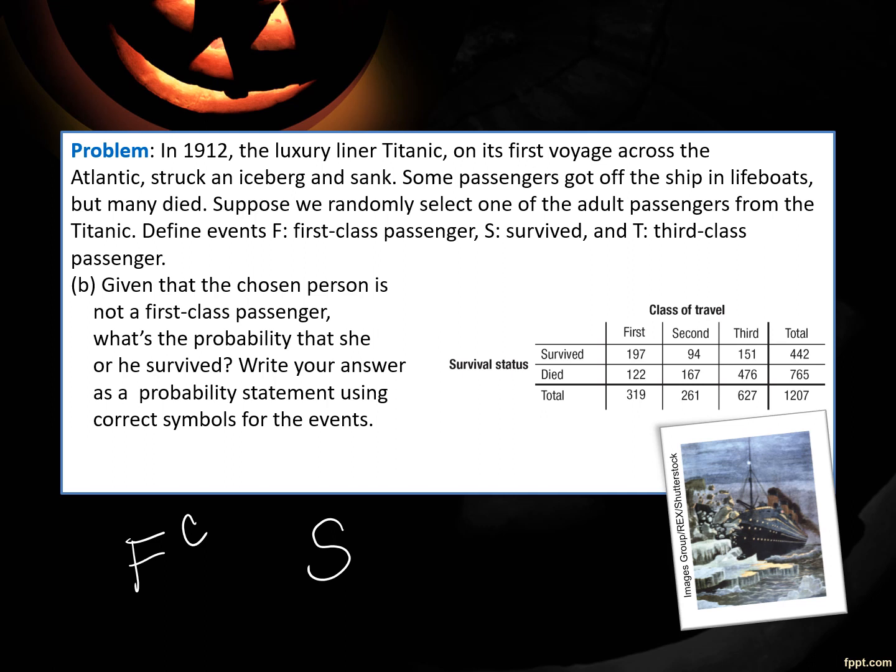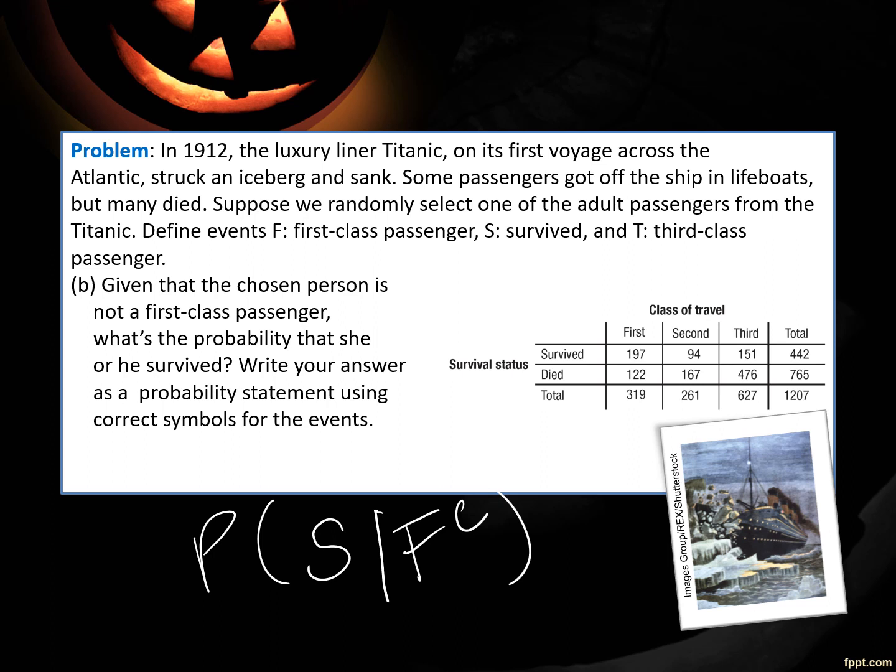So we have to think about which one goes first. Given that they're not first class, it's going to be S given F's complement. So I'm looking for the probability that someone survived given that they were not first class. This is what I'm actually looking for, and this is really the first part of the problem, figuring out what symbols I should be using.